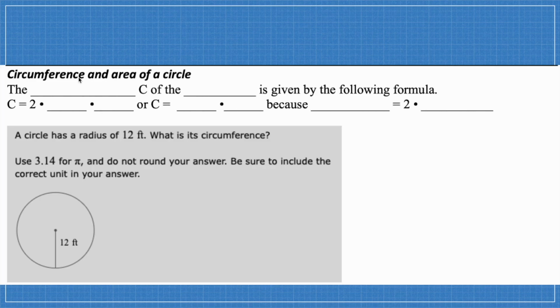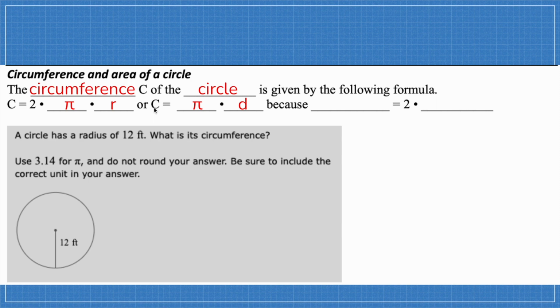In this video, we're going to take a look at circumference and area of a circle. Let's go ahead and look at the circumference first, and then on the next question, I think we're going to look at the area. So the circumference C of a circle is given by the following formula: C equals 2 times pi times r.